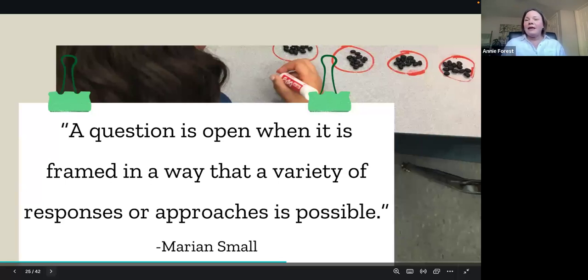Okay, so in the document that I shared, there is a link to Marian Small's book. I'm not going to go too deep into it. She has a lot of good stuff in there. So if you want to take a deeper dive into this idea of open problems, that's a really good resource, a book that will walk you through it. This is a quote from that book where she says, "A question is open when it is framed in a way that a variety of responses or approaches is possible." So going back to how I opened today, you can either ask, how many are in step 4? And that's closed. And open was, where do you see those snowflakes going?